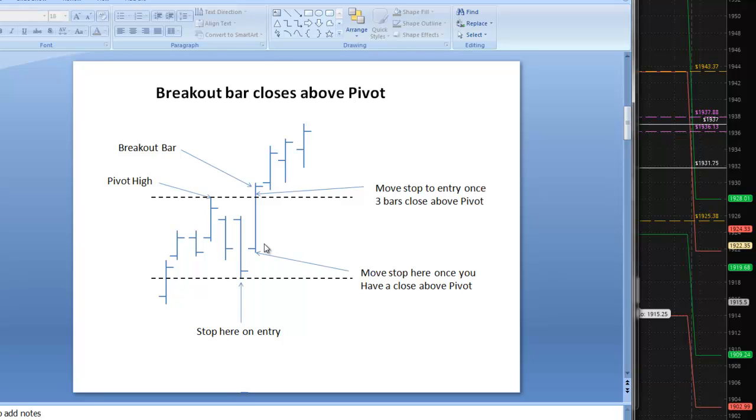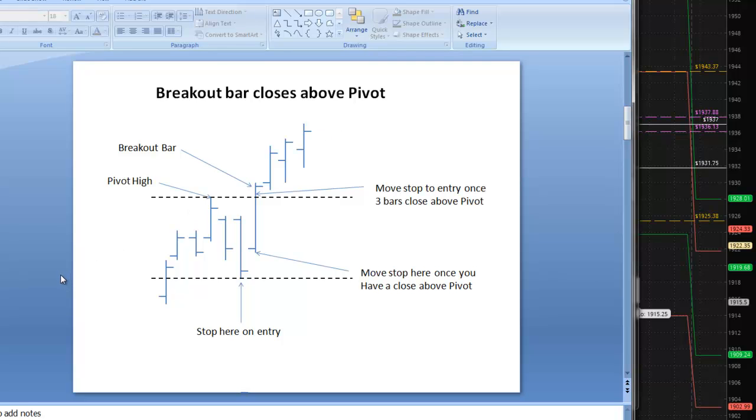Now, what this breakout bar does tells you a lot about the potential for the breakout. In this case, the breakout bar closed above the pivot. That's a good sign. At that point, you can move your stop up from the low here to the low of the breakout bar. Then what John Crane says is after you get 3 closing bars above this pivot point, you can move your stop to entry, because the trend should continue in this direction, and that's a good breakout.